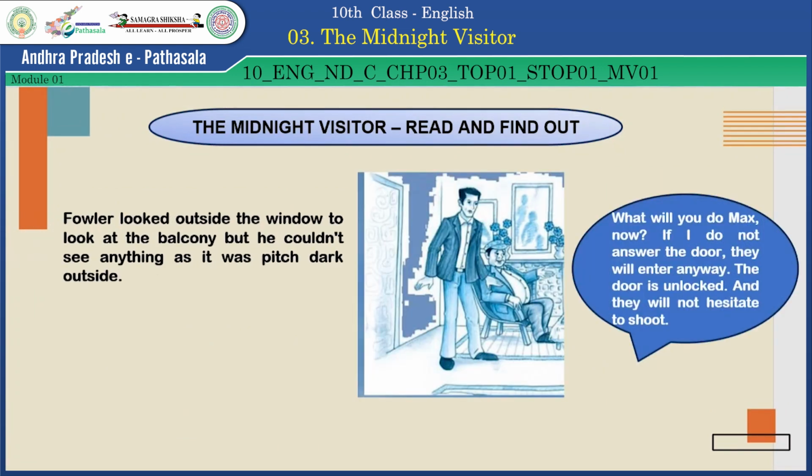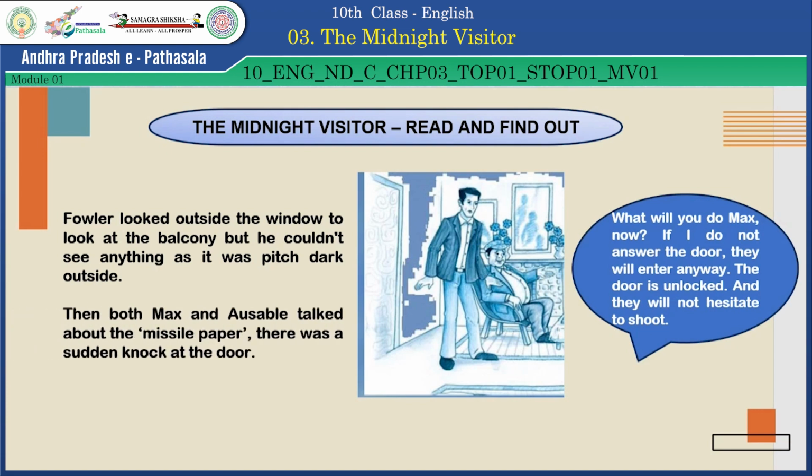Fowler looked outside the window to look at the balcony, but he couldn't see anything as it was pitch dark outside. Then both Max and Asabul talked about the missile paper. There was a sudden knock at the door. Max was scared with the sudden development.